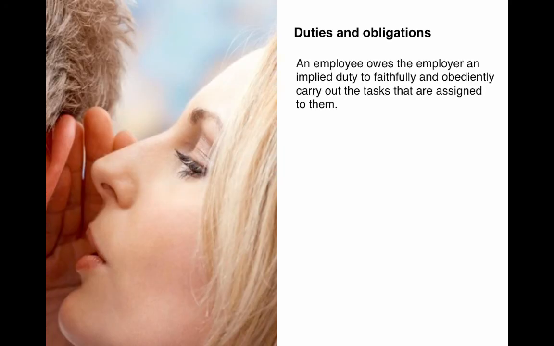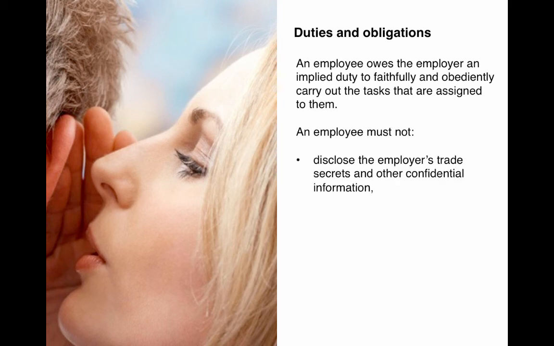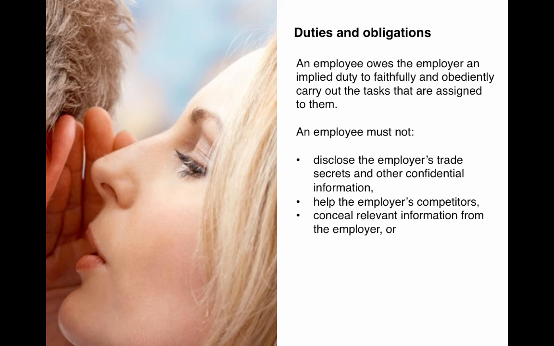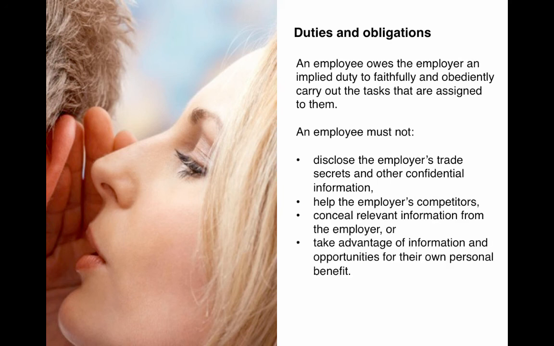An employee owes the employer an implied duty to faithfully and obediently carry out the tasks that are assigned to them. They also owe them a duty not to disclose the employer's trade secrets and other confidential information, not to help the employer's competitors, not to conceal relevant information from the employer, and not to take advantage of information and opportunities for their own personal benefit.